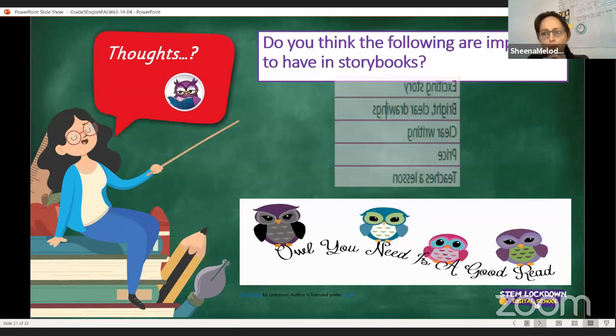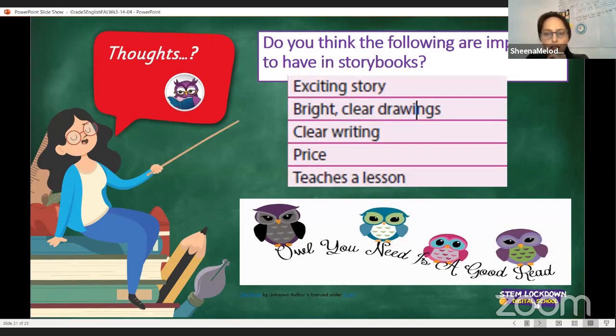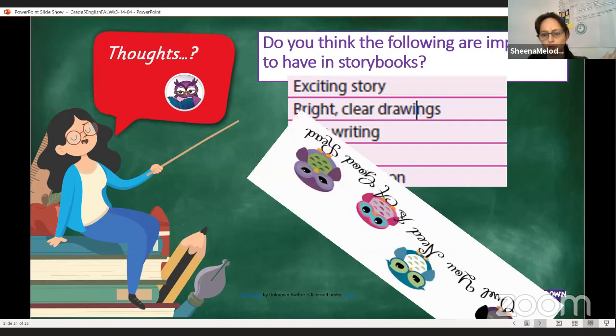I want to know from you, you can even share this with me with the hashtag, do you think the following things are important to have in storybooks? Should the story be exciting? Should it have bright, clear drawings? Should it have clear writing? Should it be the price? Should it be expensive or should it be affordable? And does it teach you a lesson? Should it teach you a lesson? So those are a few ideas. I want to know from you if you think these should be in storybooks.